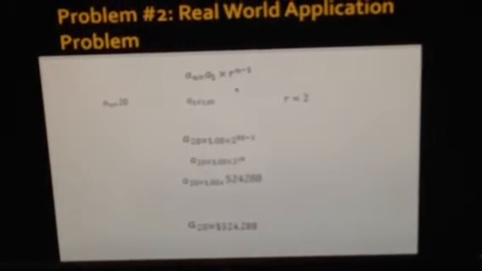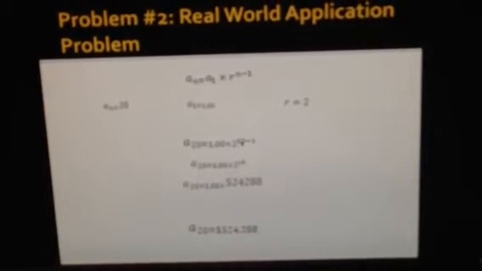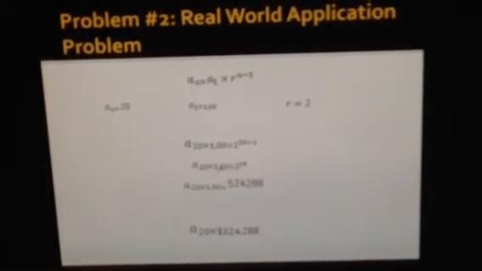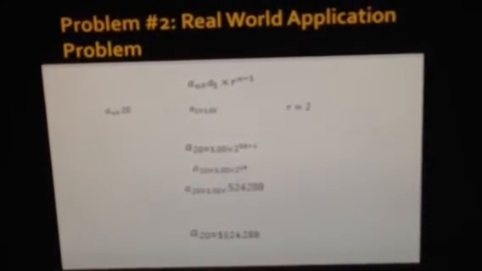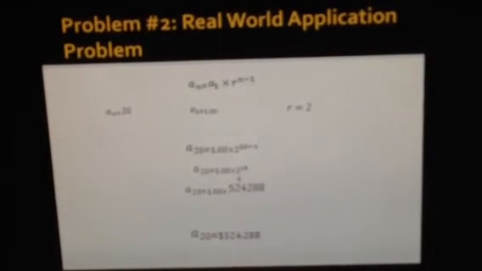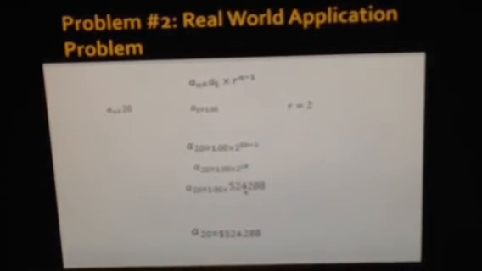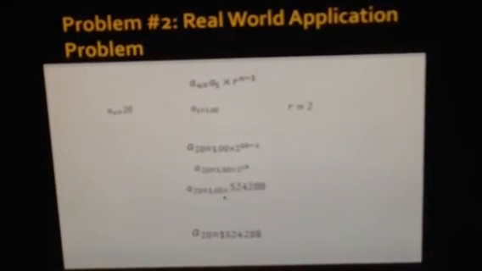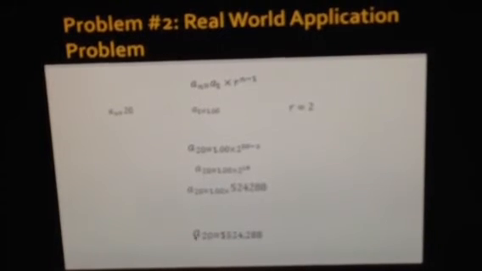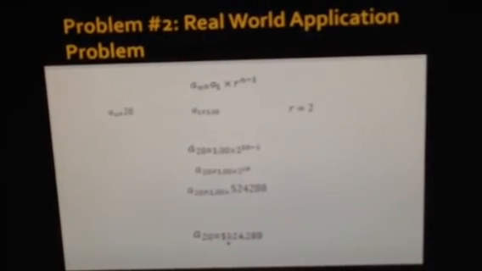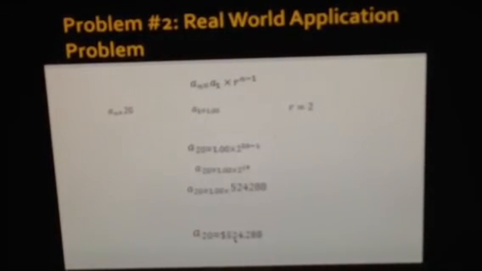So you plug it into your formula, and A20 equals 1 times 2 to the 20 minus 1 power. You simplify that, and you get A20 equals 1 times 2 to the 19th power. Then you simplify 2 to the 19th power, and you get 524,288. And then you would multiply that by 1, and you get the 20th term equals $524,288 for his 20th birthday.